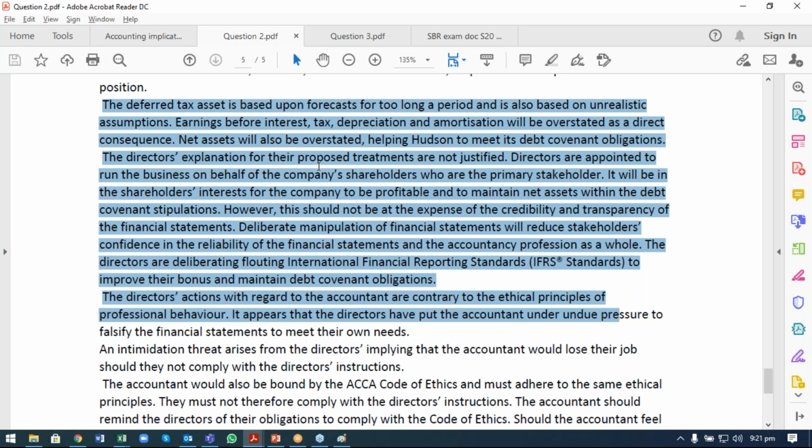The directors' explanations for their proposed treatment are not justified. You know what the directors' proposed treatment was and how they are going to justify it. They are justifying it because we are preparing the financial statements for the shareholders, who are the primary stakeholders of the company. But even the primary stakeholders want a fair and faithful representation of the financial statements, rather than a manipulated financial statement to give them an idea that our company is doing very well. You must be telling the shareholders, the primary stakeholders of the company, that your company is in a really difficult situation.